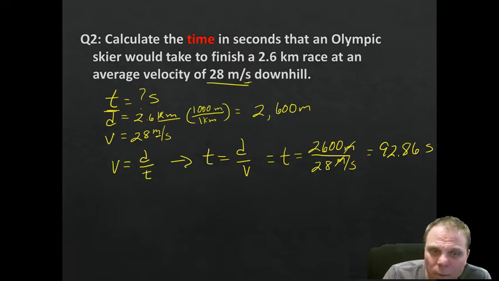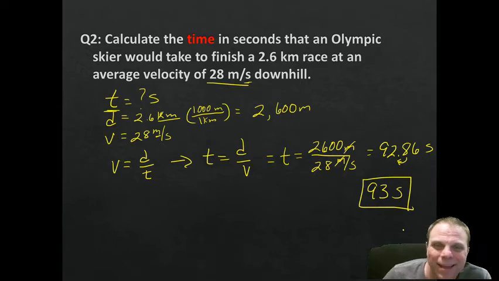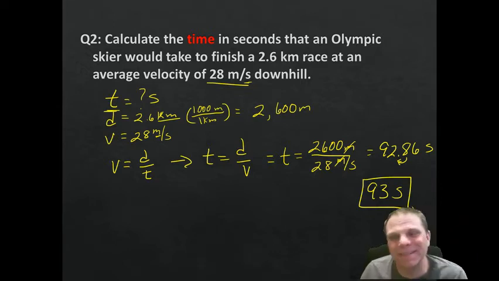And our value is going to be in seconds. But how many sig figs can we have? We can only have 2 sig figs. So we're going to have to change that. That 8 will round that 2 up to a 3. So we'd say 93 seconds is our final answer there. Okay? So how'd you do? Did you get it? I hope so.